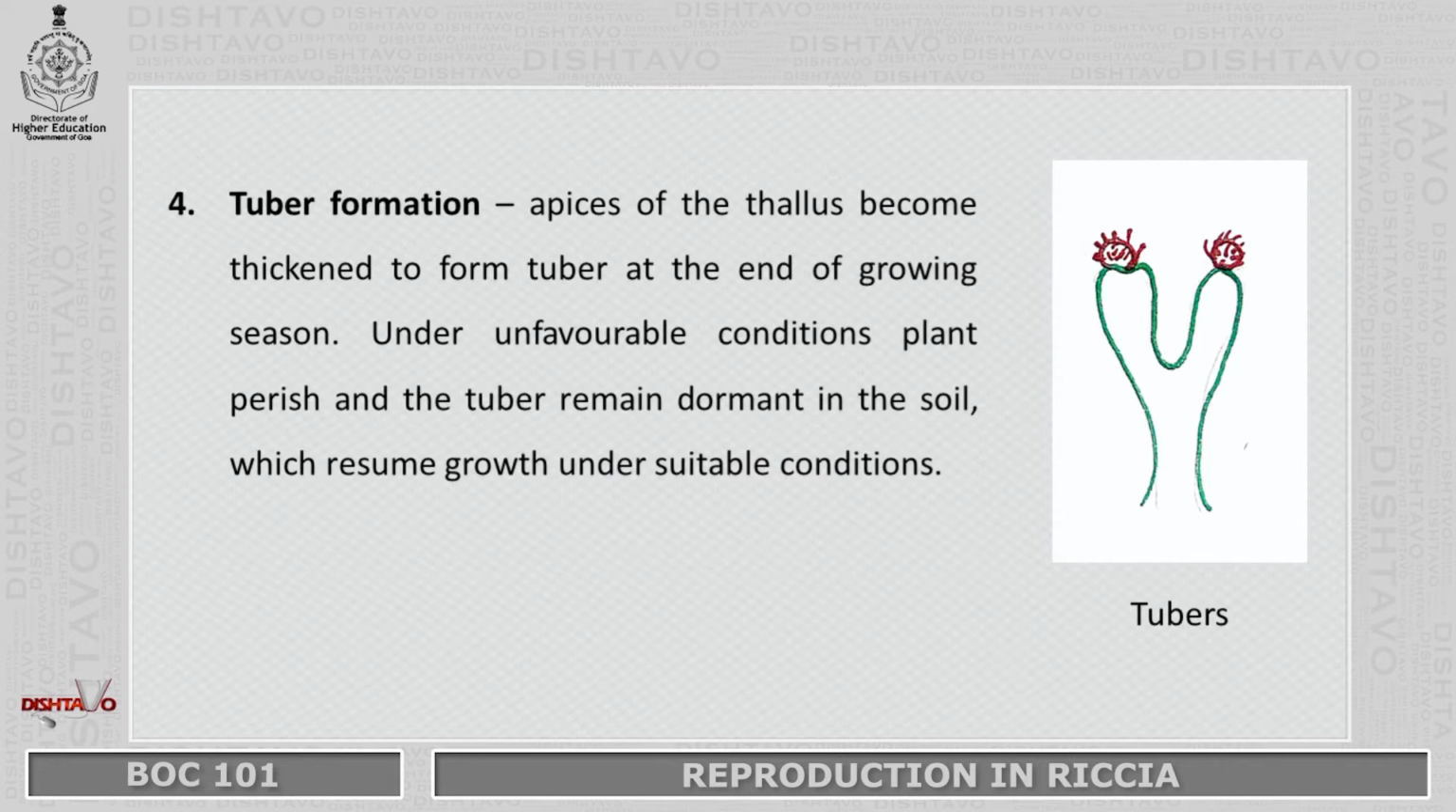The fourth one is tuber formation. The apices of the thallus become thickened to form tubers at the end of the growing season. Under unfavorable conditions, the plant perishes and the tubers remain dormant in the soil, which resume growth under suitable conditions. So as you can see in the picture, those are the tubers which are formed.